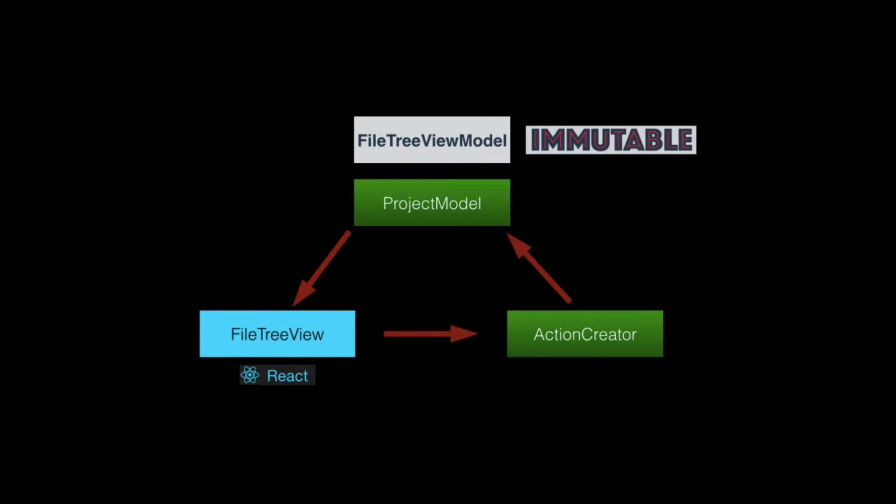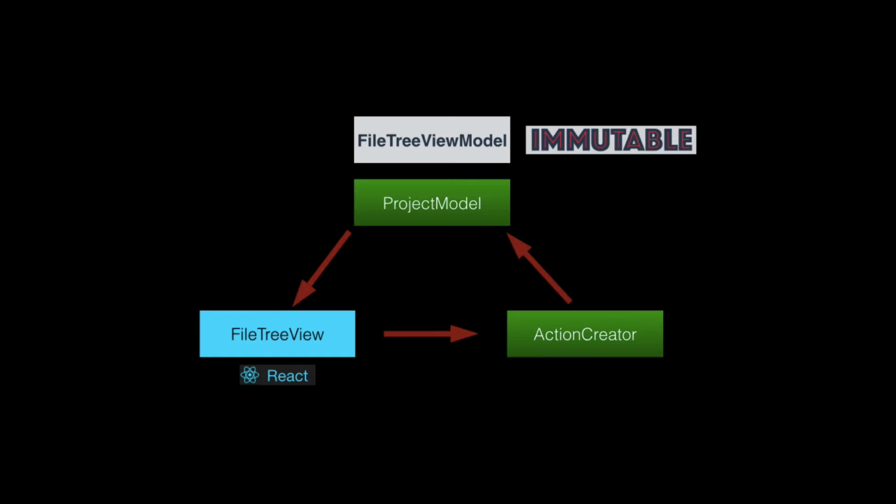So the structure that I ended up with is one that, like Flux and model-view-intent, has a unidirectional data flow, and I think that's one of the key things here that keeps things easy to think about. Basically, the project model manages this file tree view model, which is immutable, and I'll certainly talk about that later on.